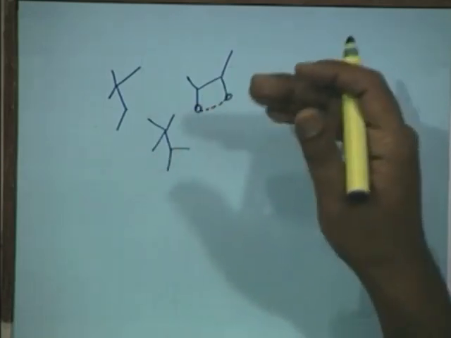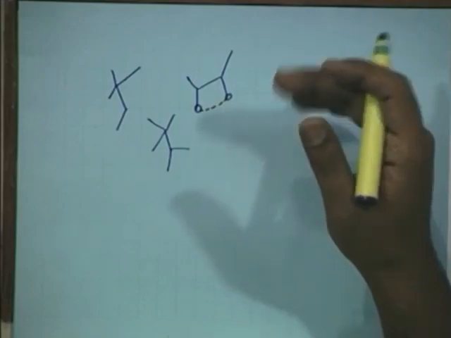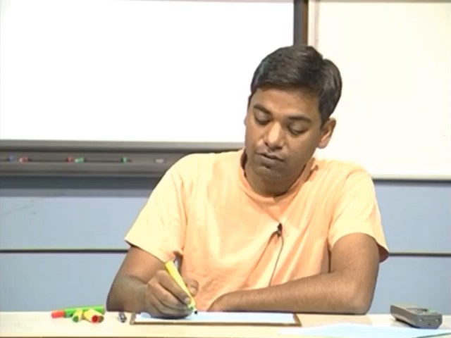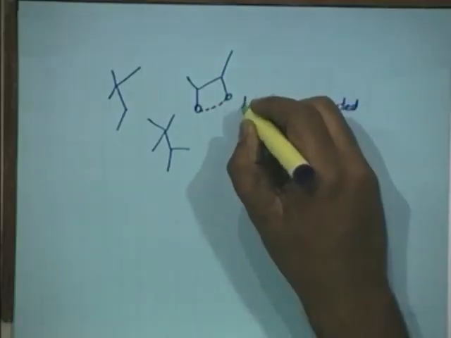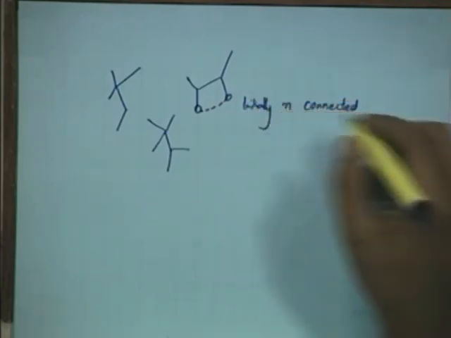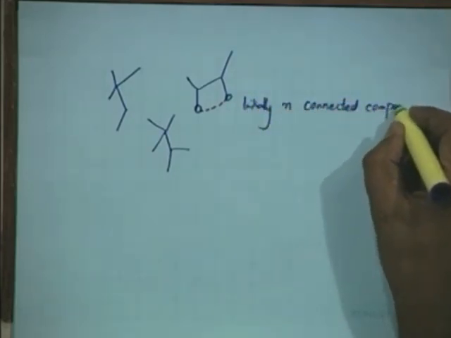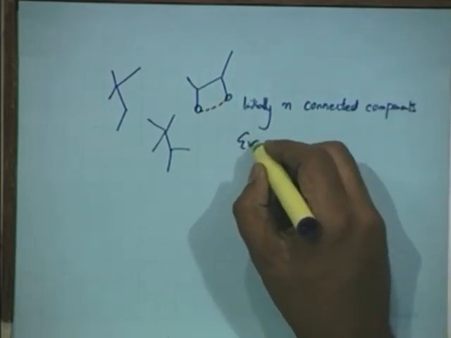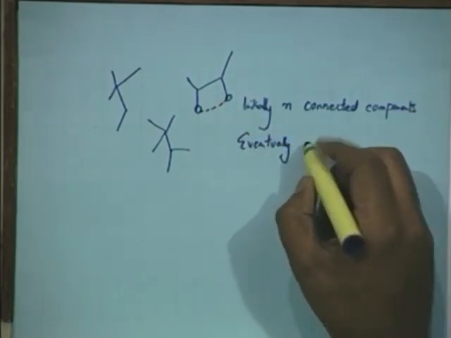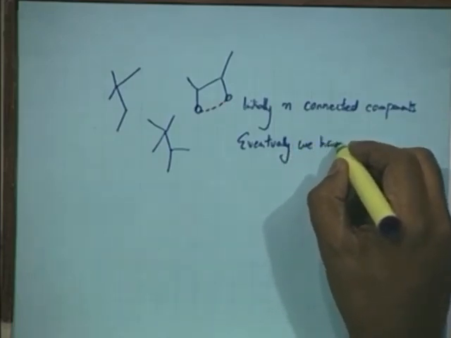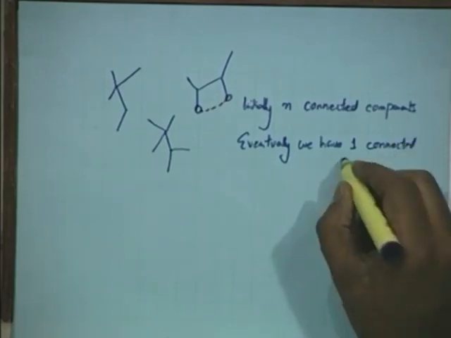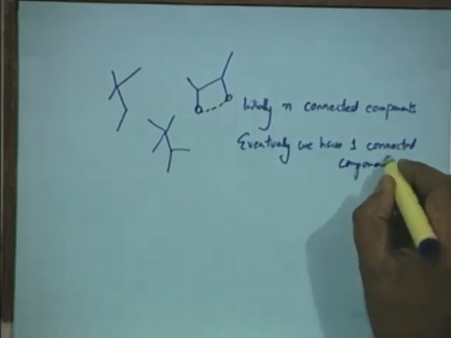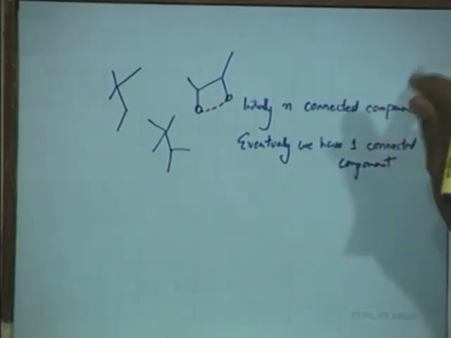right? So, as the algorithm proceeds, we had discussed this in the last class, the number of connected components reduces by 1 with every step. Initially, we started off with n connected components. And eventually, finally, we have only, how many connected components will we have? 1. Right? This is how the algorithm proceeds.